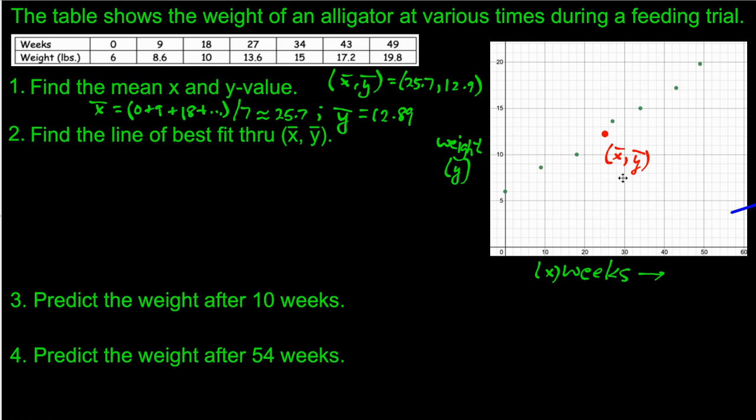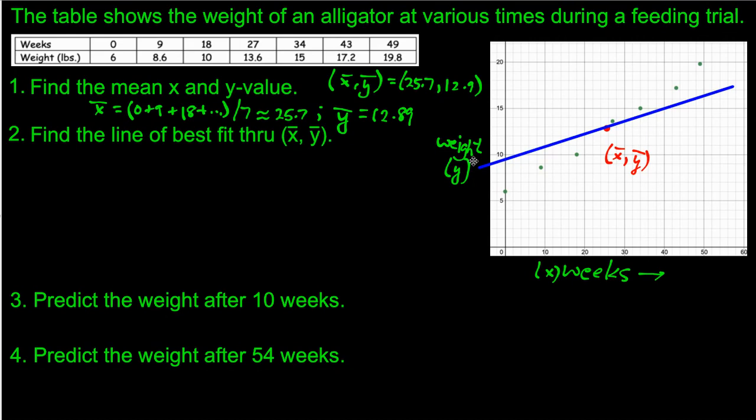And so we are at about 25.7, almost exactly at 26, and then about 12.9, so almost 13. I missed a little bit, so let's nudge this over a little bit, and a little bit up. That looks pretty good. So our line of best fit, we're just going to eyeball this. It's got to go through our center of gravity.